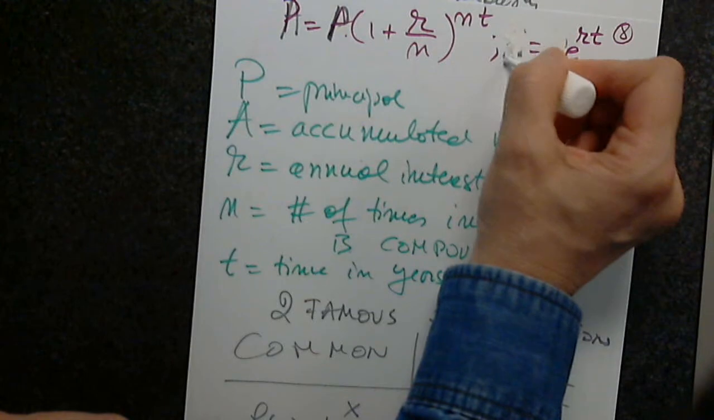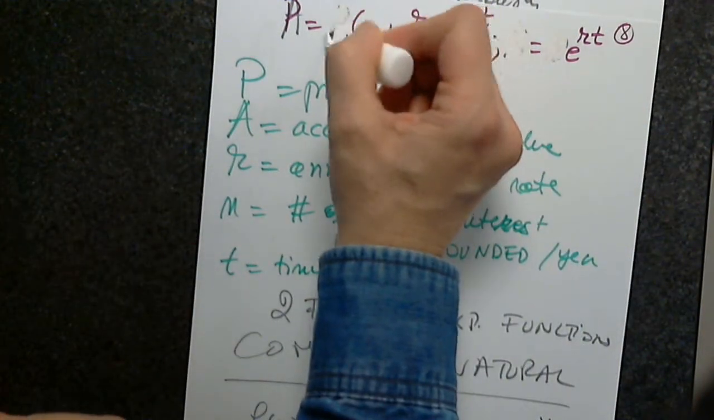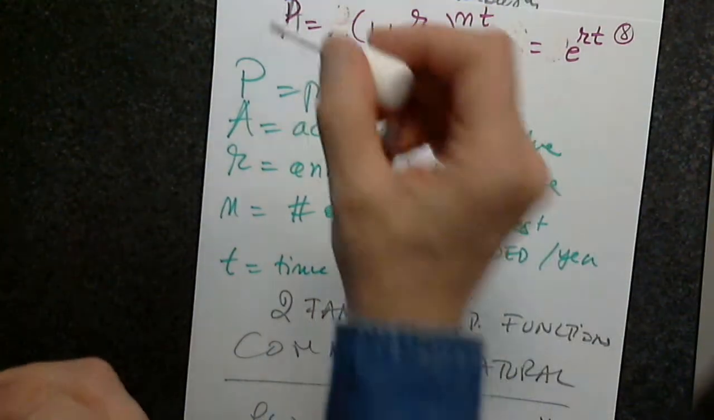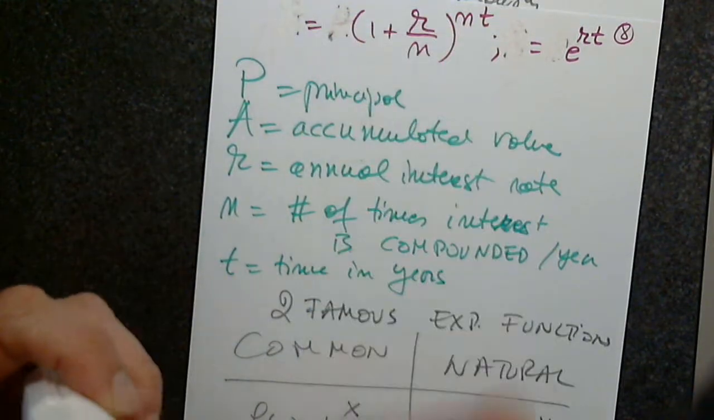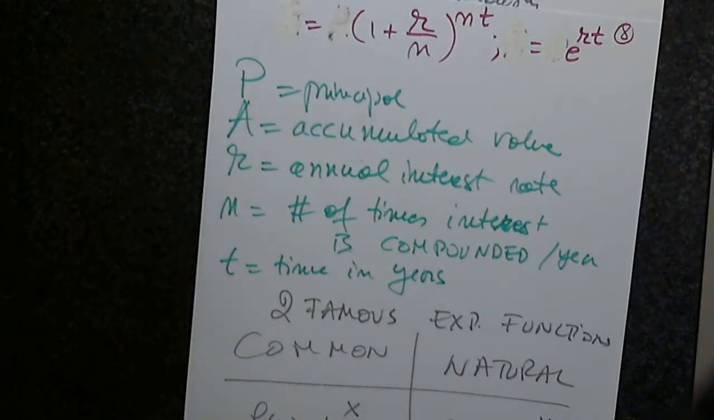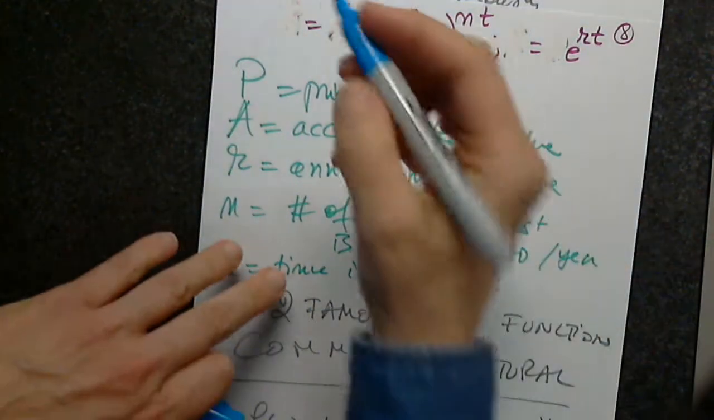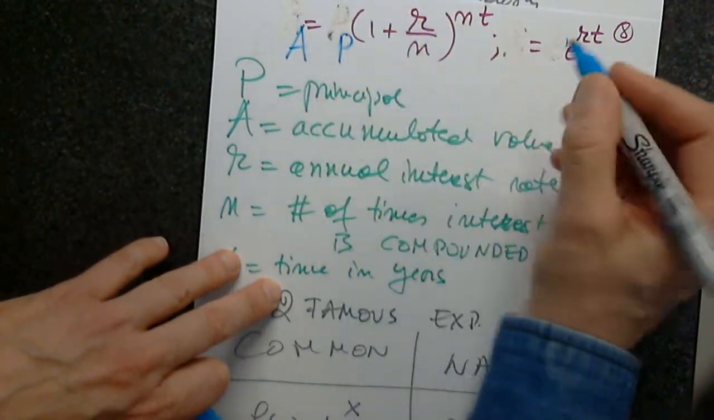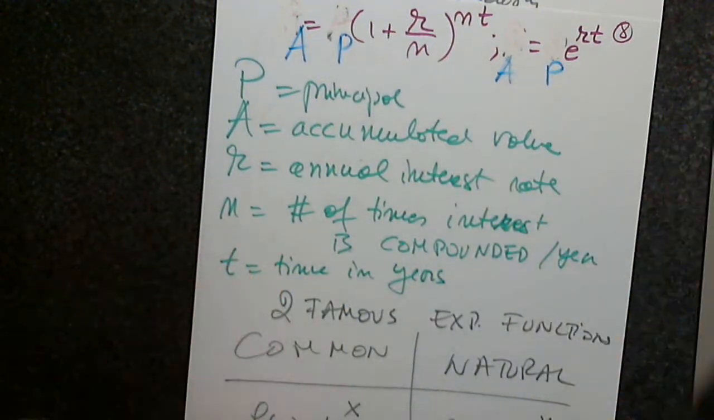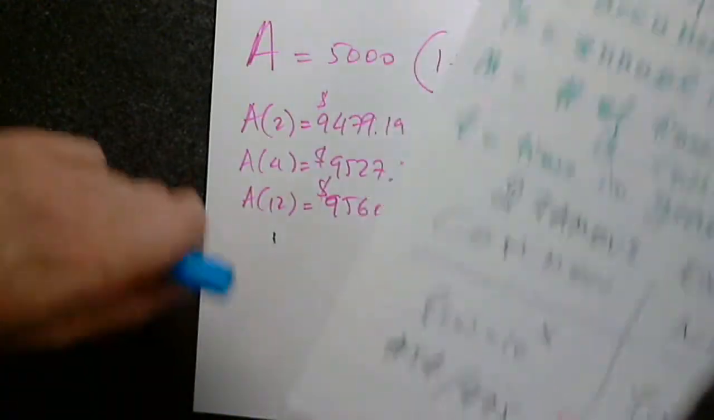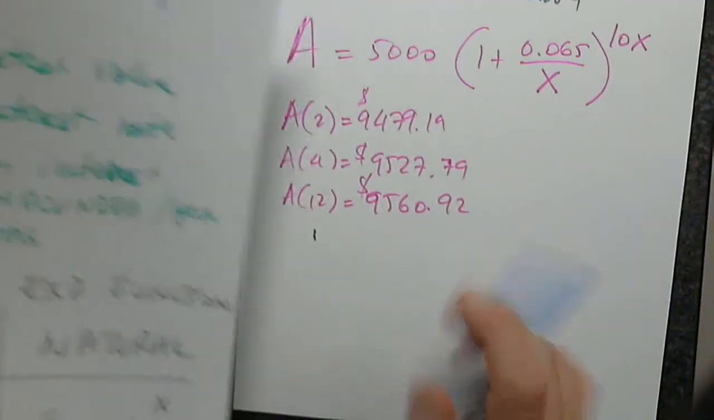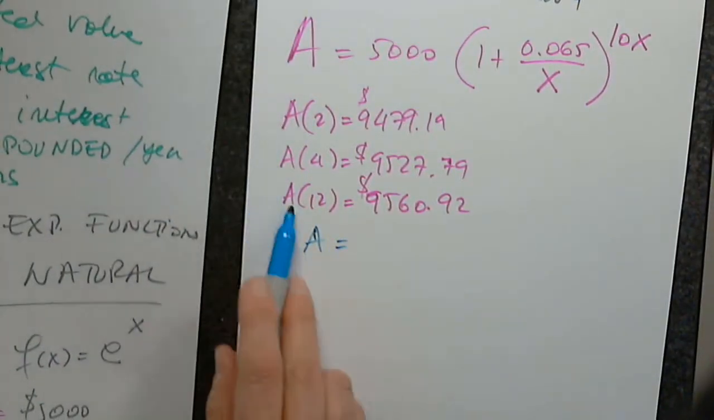This is the accumulated value. My apologies. We put it correct in the formula, but I just realized that I wrote it backwards here. So one more time, this is the accumulated value and this is the principal. Accumulated value and principal. Sorry about that. Okay, so now the accumulated, that's why it's A, right?